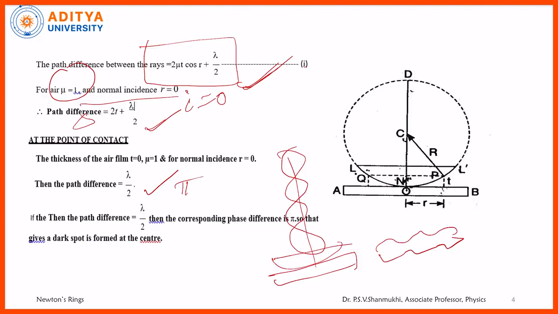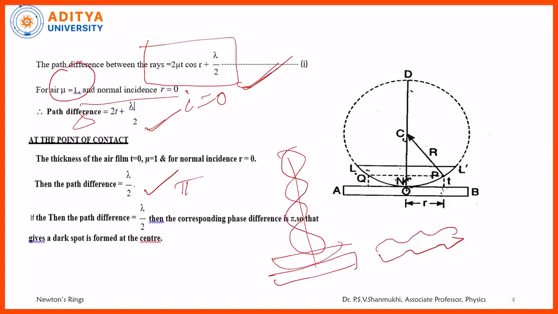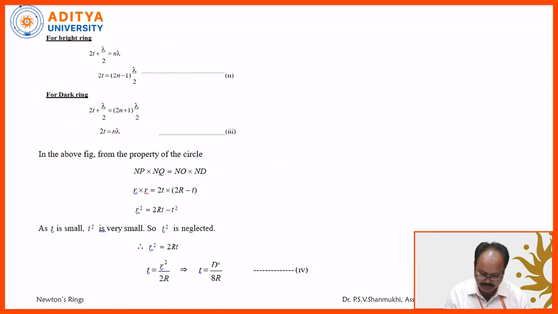Coming to the derivation of the radius of curvature or the wavelength of light. Actually, this is the path difference. And coming to the brightness condition, already we are saying delta is equal to n lambda, constructive interference takes place. Delta is equal to (n plus 1/2) lambda, destructive interference takes place. In this one, delta is 2t plus lambda by 2. So, let us take the darkness condition in this one.